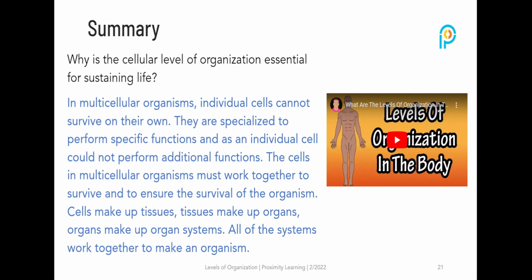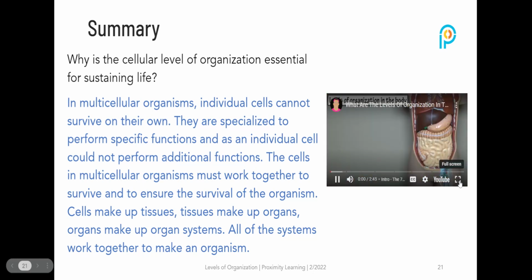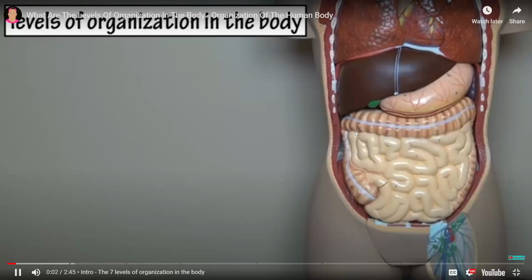Those cells make up tissues. Tissues make up organs. Organs make up organ systems. And then all of those systems together make up the organism. And here's our final video. Levels of organization of body structure and function.